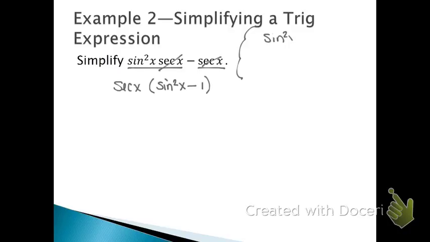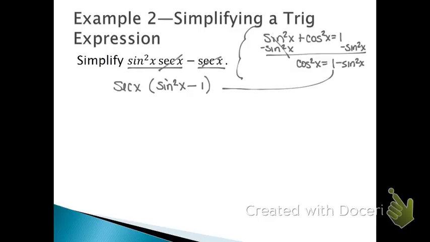It says sine squared plus cosine squared equals 1. And I need 1 and sine to be on the same side. So I'm going to move the sine squared over. And so I got cosine squared equals 1 minus sine squared. Is that what I have right there? No.